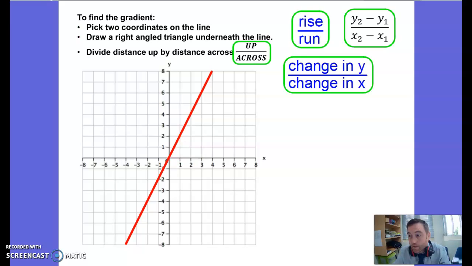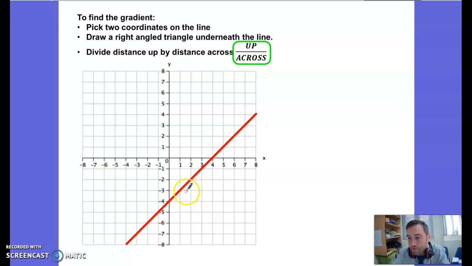calculate for those 2 points, how much have I gone up, how much has it risen, how much of a rise is there, for how much across it's gone, how much of a run. How much has the y-coordinate changed? These are the y-coordinates, divided by how much has the x-coordinate changed. And that can be written in this format: the second y-coordinate minus the first y-coordinate, the change in y, divided by the second x-coordinate minus the first x-coordinate. All of these do the same thing. They all calculate gradient by working out how much up have we gone for how much across. We divide the rise by the run.